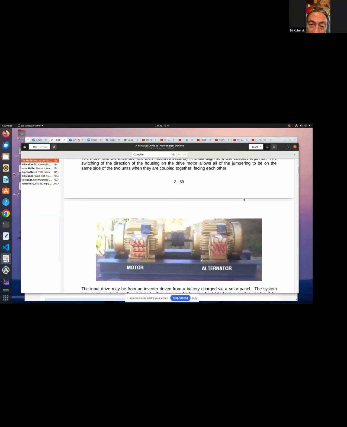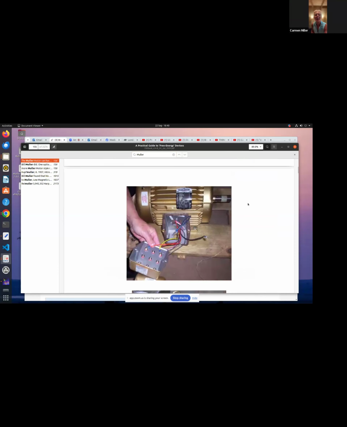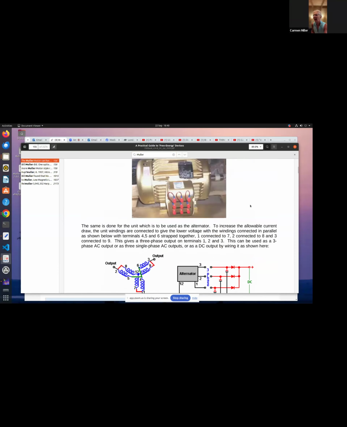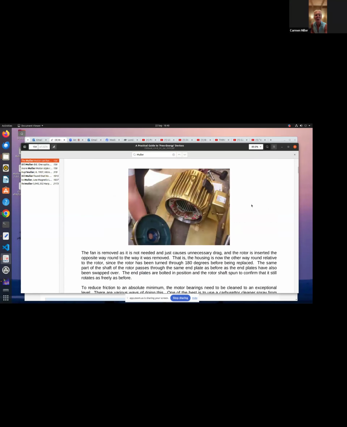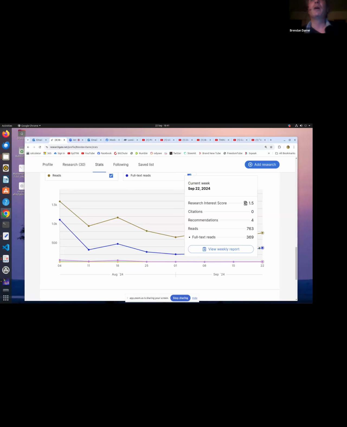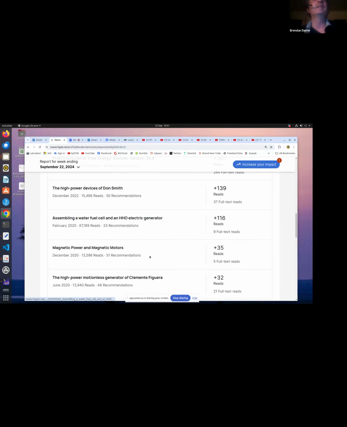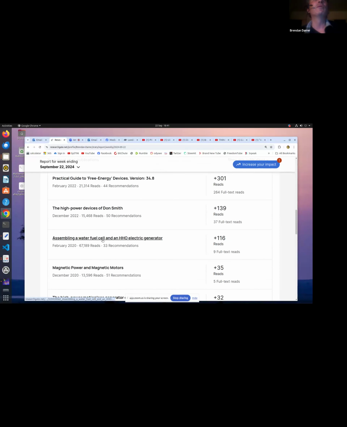The rotoverter is after my dad died. Okay. And that was somebody else, the rotoverter was built in the UK by, wait a minute. So I was just going to show you here that on ResearchGate, back in February 2020, I took from Patrick Kelly's book, I edited, what's it called, assembling a water fueled cell and HHO electric generator, and I've received 67,000 downloads or reads in 4 years. Wow, 67,000 downloads.